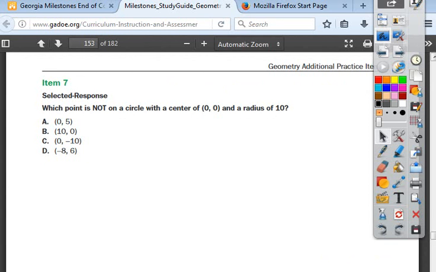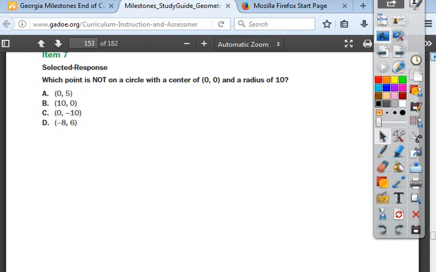On these, do the distance formula and see if it's 10 spaces away. Is (0, 5) 10 spaces away from (0, 0)? No. Yes. No, B. Yes, it is. That one's 10 spaces away. That one's 10 spaces away. If I did that one, it's 10 spaces away. The only one that's not 10 spaces would be the (0, 5). But how would the A and 6 be?